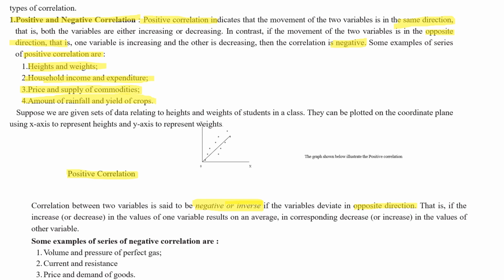Some examples of series of negative correlation are volume and pressure of a perfect gas, current and resistance, and price and demand. Price and demand of the goods will come under negative correlation. Price and supply will come under positive correlation. Current and resistance, volume and pressure of the perfect gas: these are all examples of negative or inverse correlation.